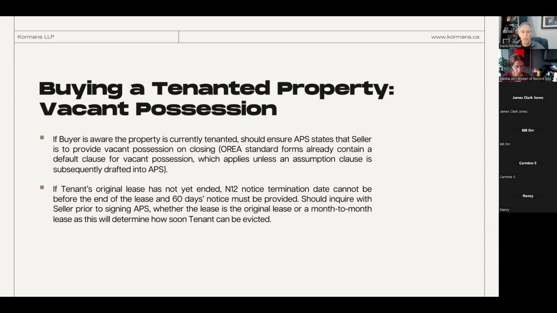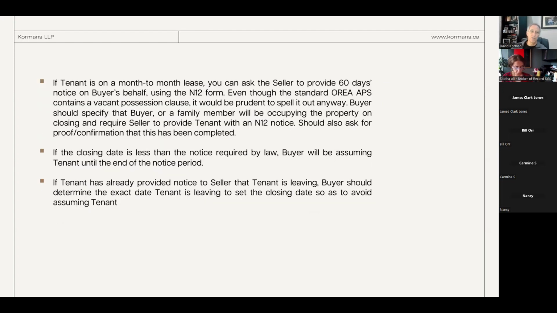You want to make those inquiries if you're acting for a seller, or if you're on the buyer side, you want to inquire of the seller's agent before signing the agreement of purchase and sale to try and figure out the timing of this. Is the lease under the original term? Did that term already expire? Are they now on a month-to-month? Because that determines when you can actually get rid of the tenant. So you've got to be calculating from the appropriate dates for that.